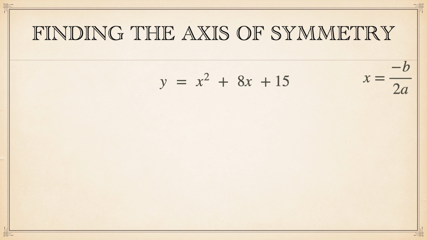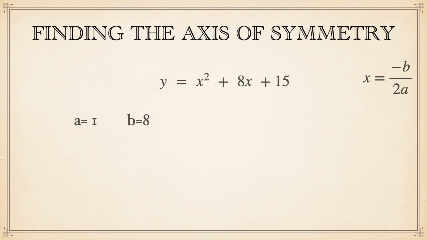So what do I need to know? Well, I need to know the value of b and the value of a. What does a equal? What does b equal? a equals 1 and b equals 8. All right? I don't need to know c right now. I will later, but I don't need to know it right now. I just need to know a and b.